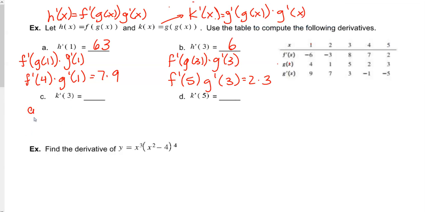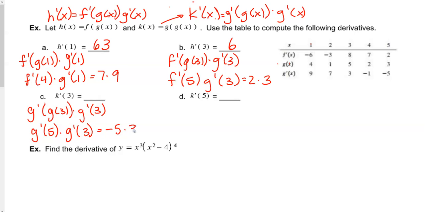okay, so g prime of g of 3 times g prime of 3. So this one's got a lot of g's in it. Make sure that you watch those. So I'm going to go to the inside piece here. And what is g of 3? It is a 5. So I now need to look at what is g prime of 5 times g prime of 3. Now we go to our chart over here, and g prime of 5 is going to be negative 5. And g prime of 3 is 3. So that means I need to do negative 5 times 3, which again isn't bad. It's negative 15, but knowing where to get those numbers is important.